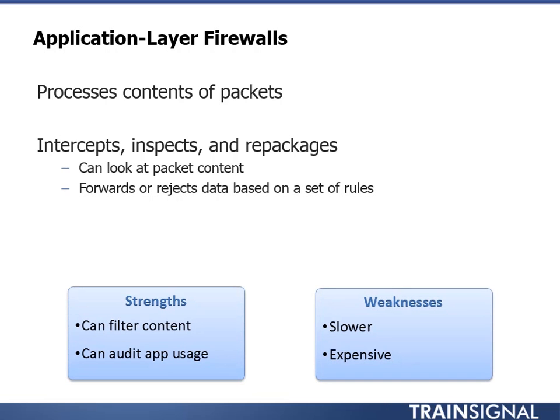So their strengths are they can filter content, not just protocols, and they can audit app usage. They can actually generate a list of every web page that your users visit. You can see how much time a day users are spending on Facebook or Reddit, and then you could even chase down the individual users if you want to and tell them to knock it off and get back to work. Their weaknesses are that they're more expensive because they do more, and of course because there's more processing, they tend to be slower. But these weaknesses are kind of negligible nowadays.